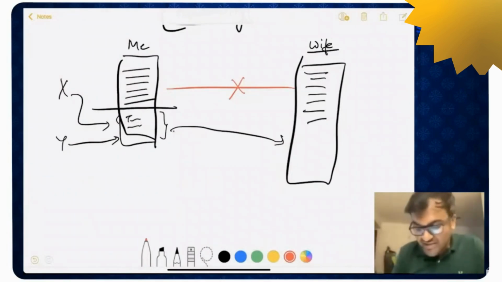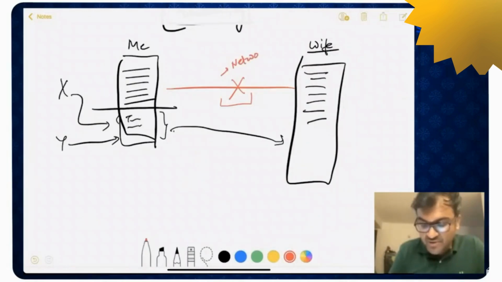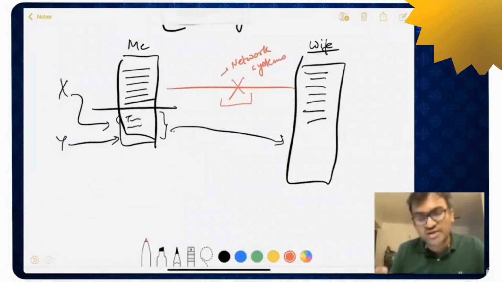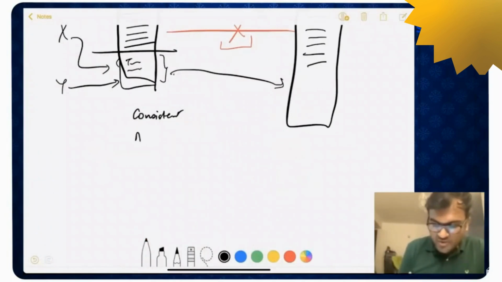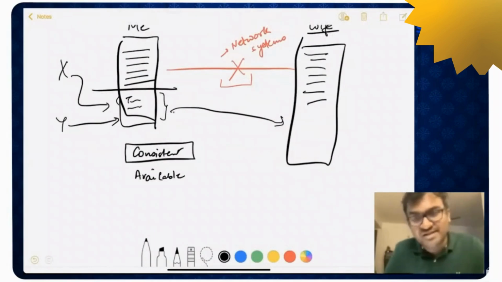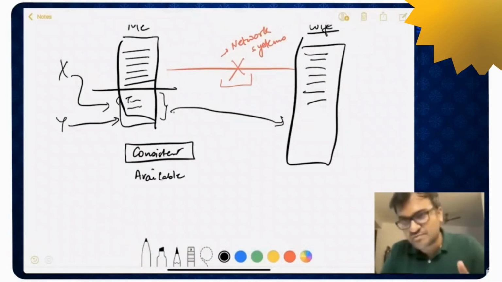So when this network partition happens, where I'm not able to talk to my wife or other systems, then I have to make a choice. Do I want to stay consistent or do I want to stay available? If I want to stay consistent, then if Mr. X calls me and says, please note down the entry, I will have to say, sorry, I can't. My system is down. It's not accepting any new write requests. If I want to stay available, then I can take down the entry, but then I become inconsistent.